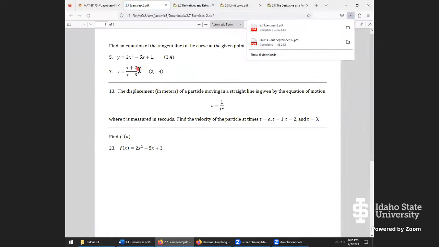Okay, so 3, 4. I've got 3, 4, 3, 2x squared minus 5x plus 1.